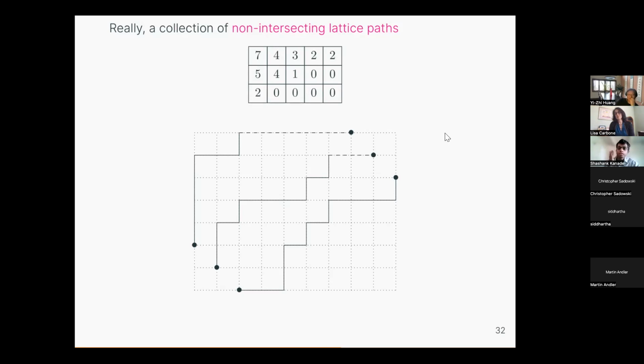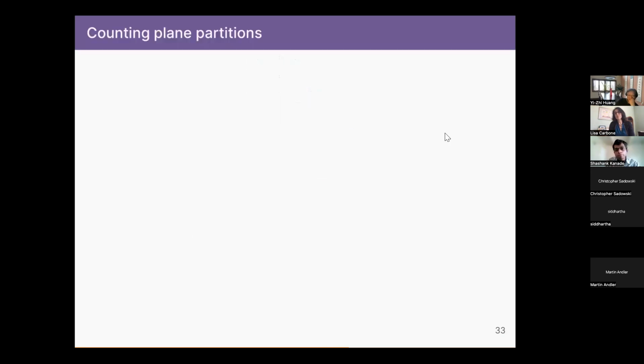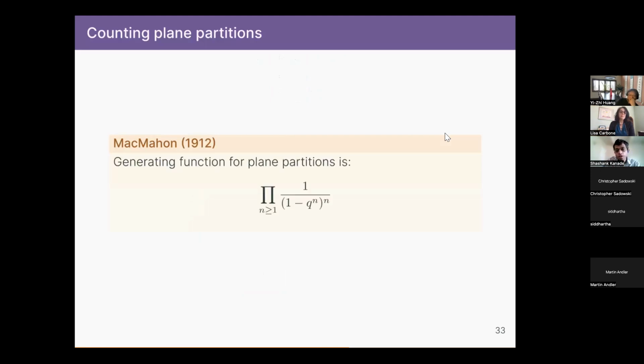Okay, so these are what plane partitions are. Equivalently, you can think of them as non-intersecting lattice paths. Now, McMahon, way back in 1912, already figured out what the generating function for plane partitions is. It's that. So it's 1 minus q to the n raised to n. For just partitions, you would delete this exponent n, right? I actually don't know how McMahon proved this.